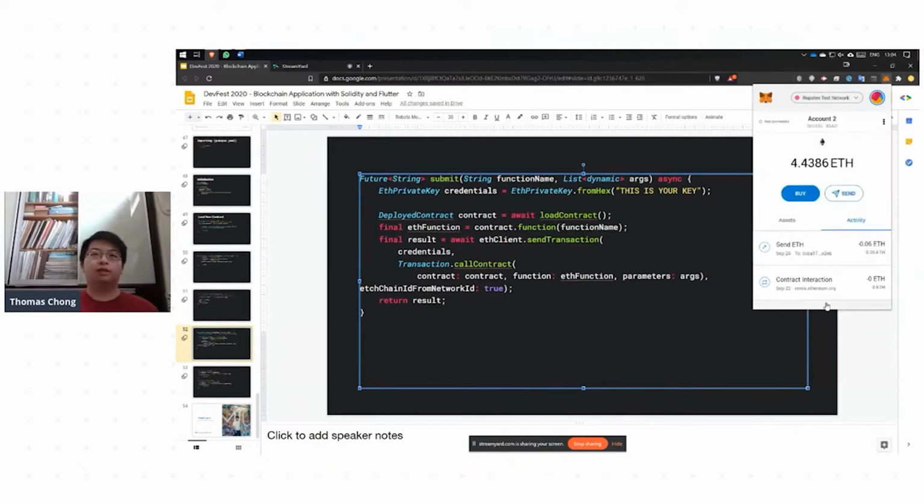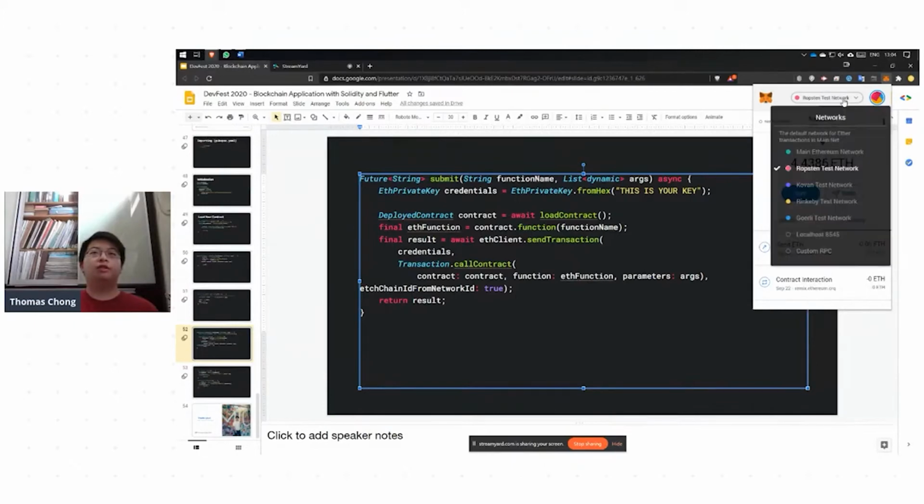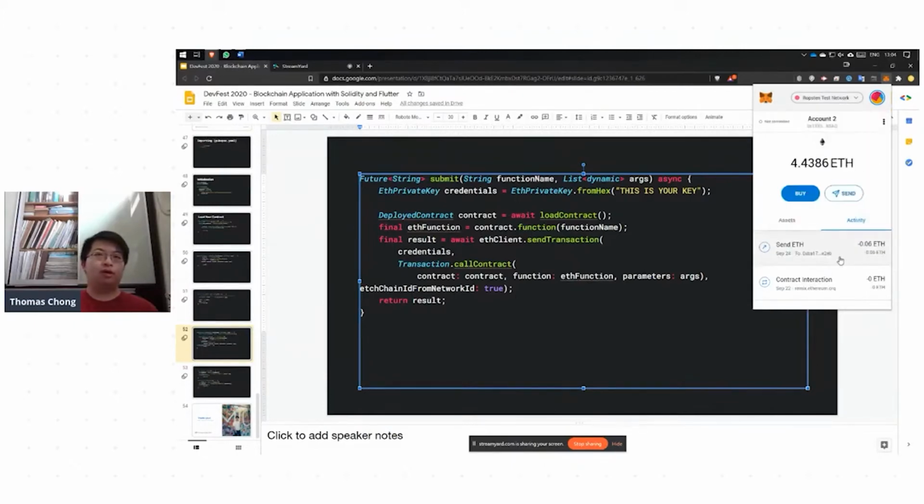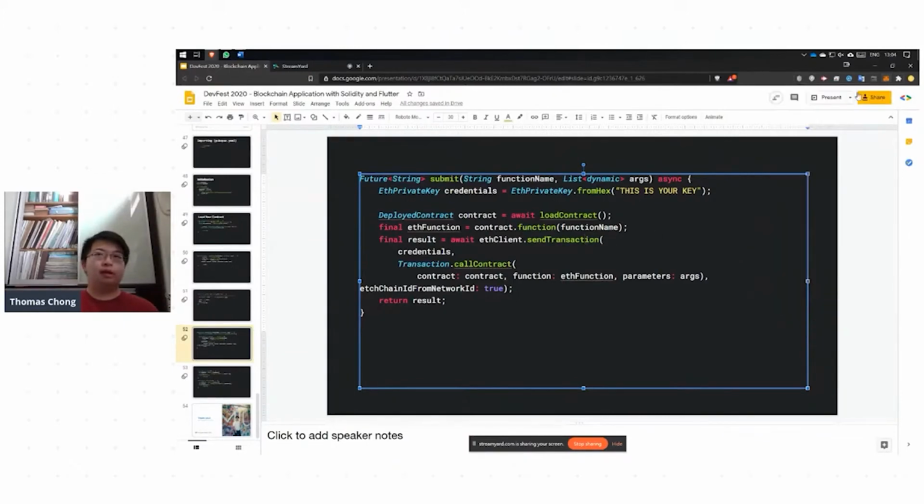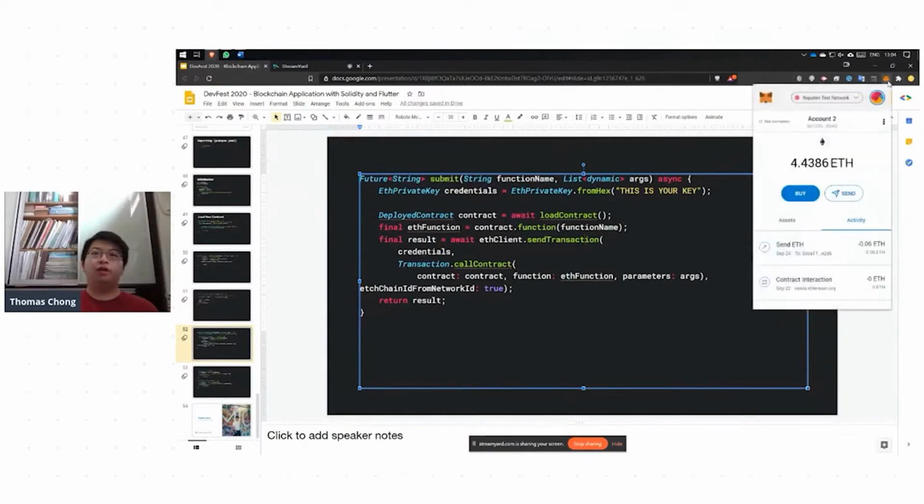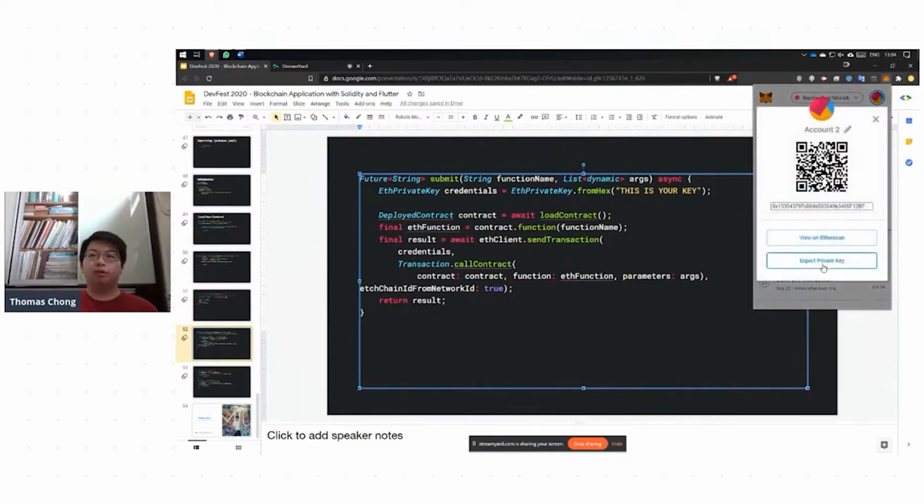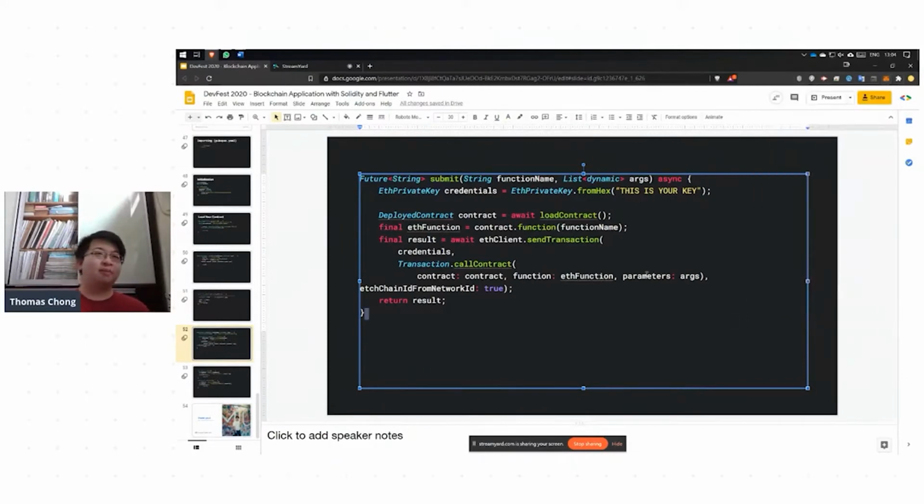For example, I'm running on a test network, and I have some Ethereum here. If you want to check your private key, you can go into account details and export your private key. But of course, I will not expose it here. Okay. After that, we use the previous functions that we mentioned before.